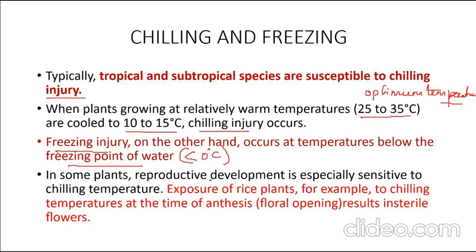Now in some plants, the reproductive development is especially sensitive to chilling temperature. For example, when rice plants are exposed to chilling temperature at the time of anthesis. Now what is anthesis? It is floral opening. So when rice plants are exposed to chilling temperature at the time of anthesis, it results in sterile flowers. Flowers are not fertile when they are exposed to chilling temperature at the time of anthesis.